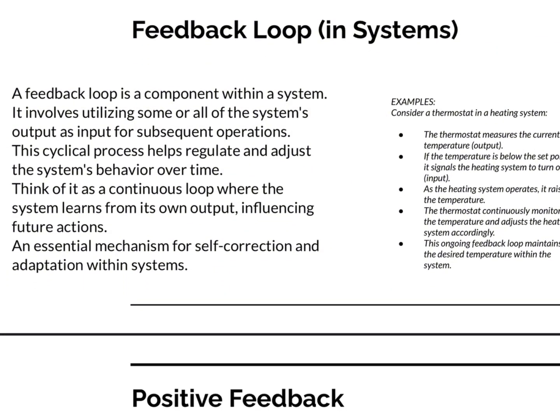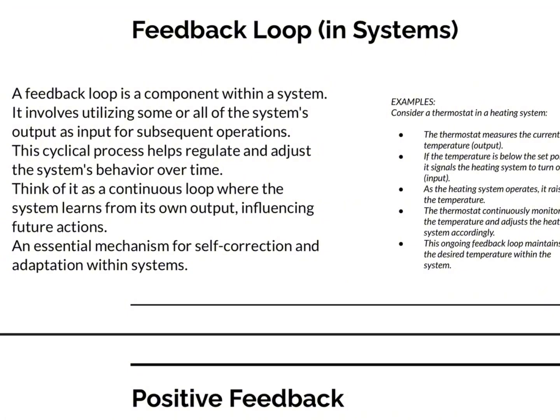What is a feedback loop in systems? A feedback loop is a component within a system. It involves utilizing some or all of the system's output as input for subsequent operations. This cyclical process helps regulate and adjust the system's behavior over time. Think of it as a continuous loop where the system learns from its own output, influencing future actions, an essential mechanism for self-correction and adaptation within the systems.